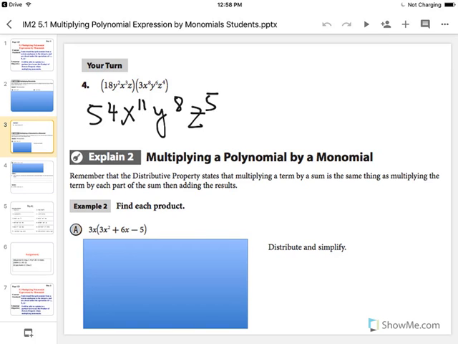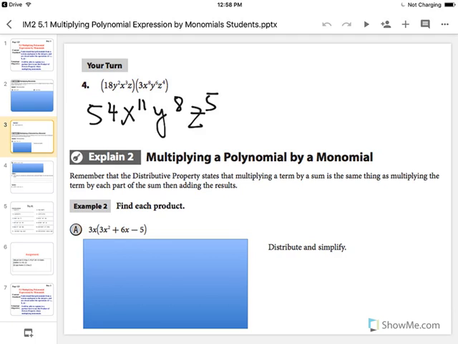Okay, so we always write it in standard form according to alphabetical order. So the answer should be 54x to the 11th power, y to the 8th power, and z to the 5th power. Right, let's go on to example 2, multiplying a polynomial by a monomial. Remember that the distributive property states that multiplying a term by the sum is the same as multiplying the term by each part of the sum, then adding the results.